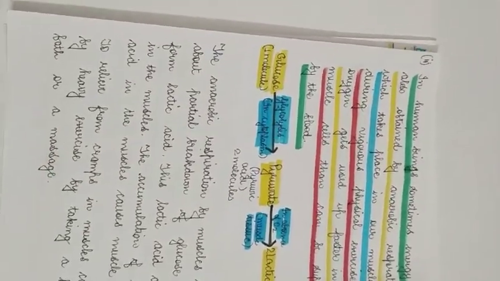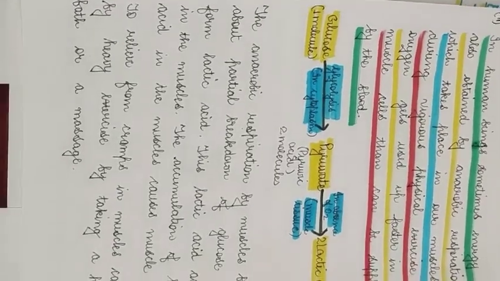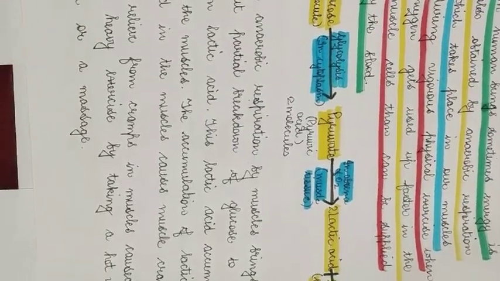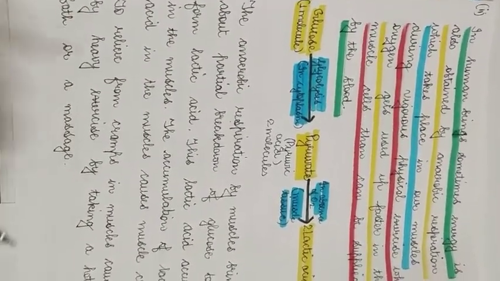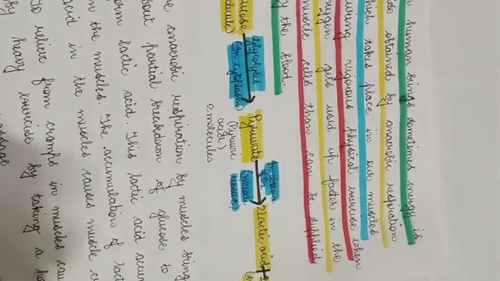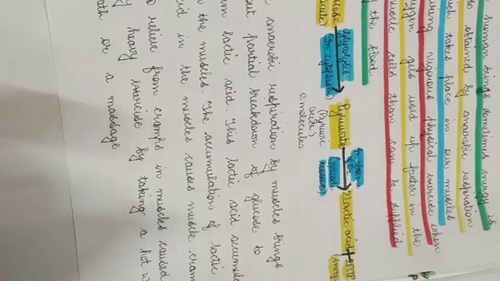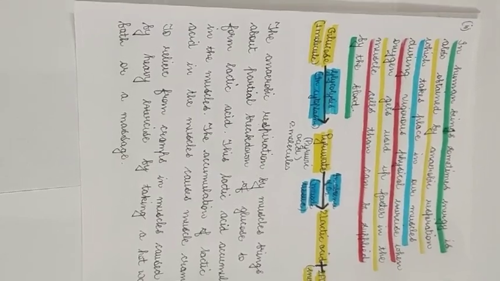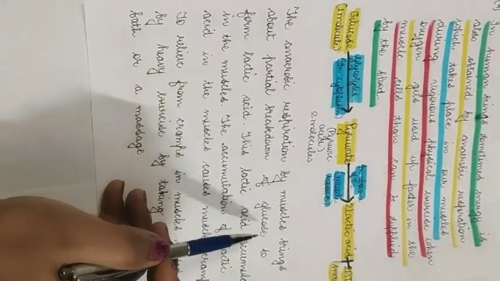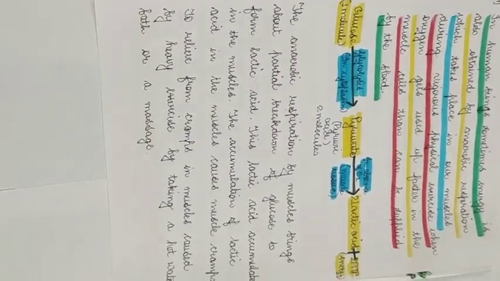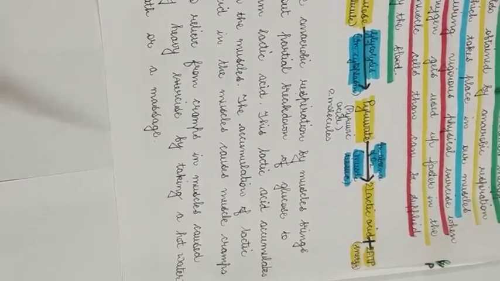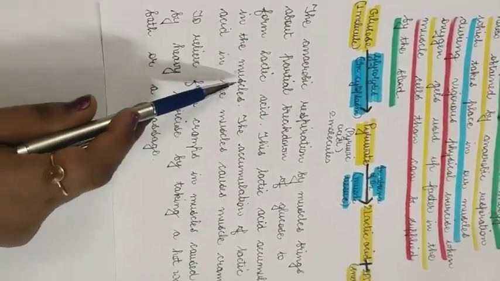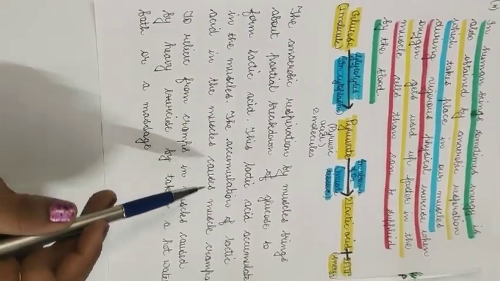Since this is anaerobic respiration, it brings about a very fast breakdown of the glucose to lactic acid, and lactic acid accumulates in the muscles, and because of that sportsmen sometimes feel cramps. You also would have experienced this. In anaerobic respiration by muscles, there is a partial breakdown of glucose to form lactic acid. So it is a partial breakdown, not a full breakdown. Some of the glucose will break down into lactic acid.